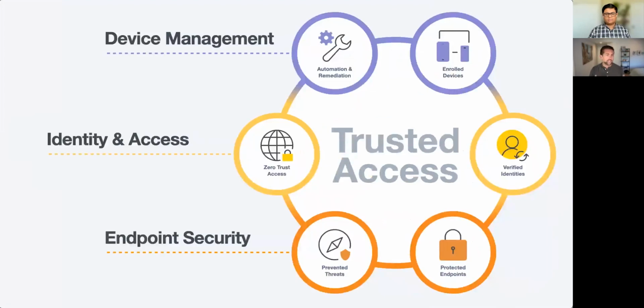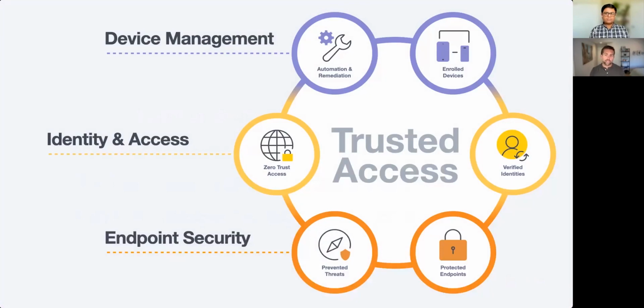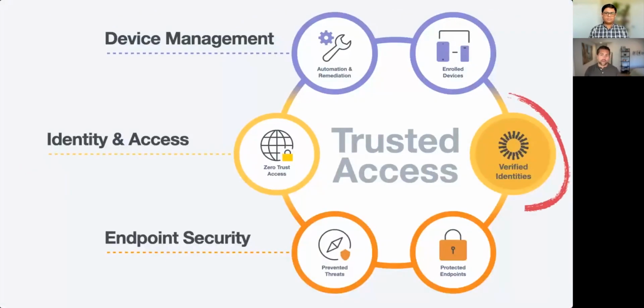So with that, we look at trusted access as a holistic solution for managing Apple devices in the enterprise. It resembles a zero trust architecture in a lot of ways, where you have this layered system and components from device management, identity and access, and endpoint security. Now, while we're not going to dive into all of trusted access today, what is really important to call out is that the key principle behind it is that only authorized users on enrolled devices that are secure and compliant can access sensitive organizational data. And as far as verified identities are concerned, this is where we are looking towards our partnership with Okta to really help to bring those together.